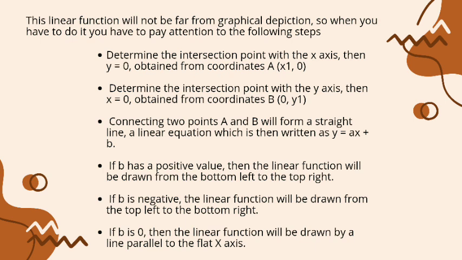If b has a positive value, then the linear function will be drawn from the bottom left to the top right. If b negative, the linear function will be drawn from the top left to the bottom right. If b is 0, then the linear function will be drawn by a line parallel to the flat x-axis.